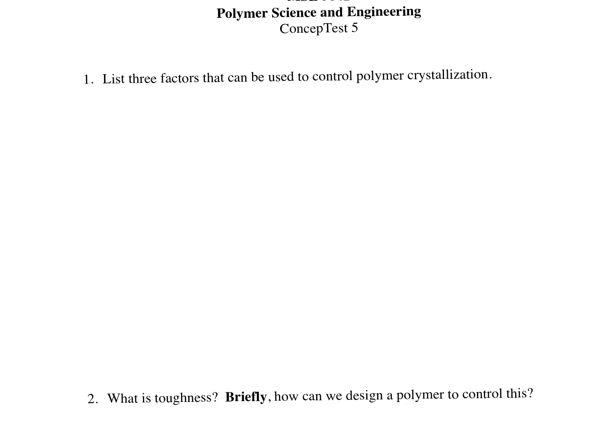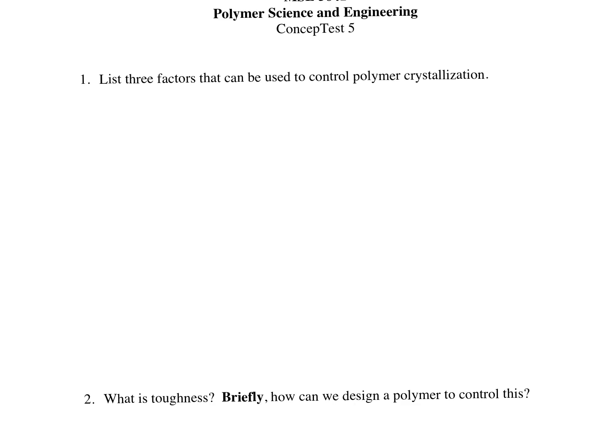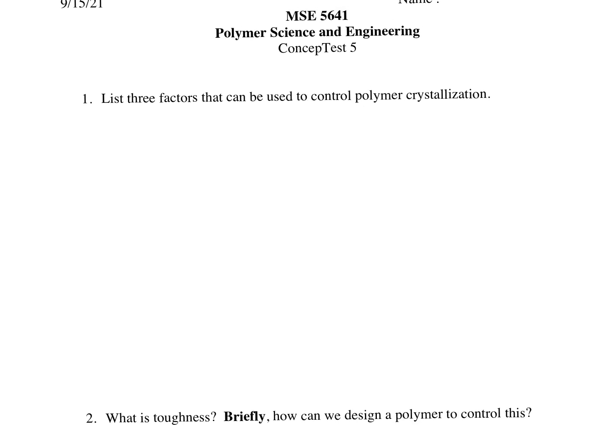So question number 1, list 3 factors that can be used to control polymer crystallization. Yes, side groups. What do you mean side groups? Like you choose both your side groups, and it'll be more likely to crystallize due to interference with each other. More likely to crystallize? No, sorry, less likely to crystallize because they will. That can decrease it. So you can think about side groups. They'll stuff up the ordered lattice.